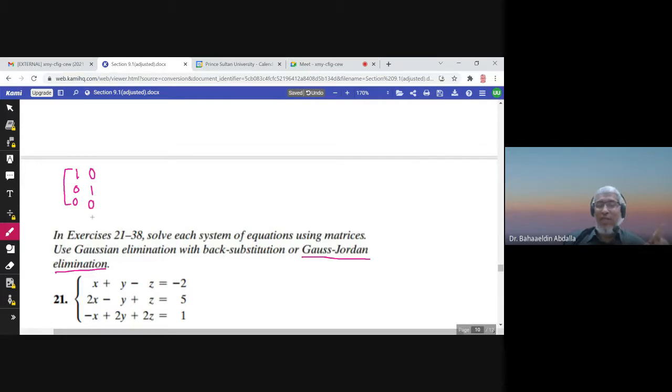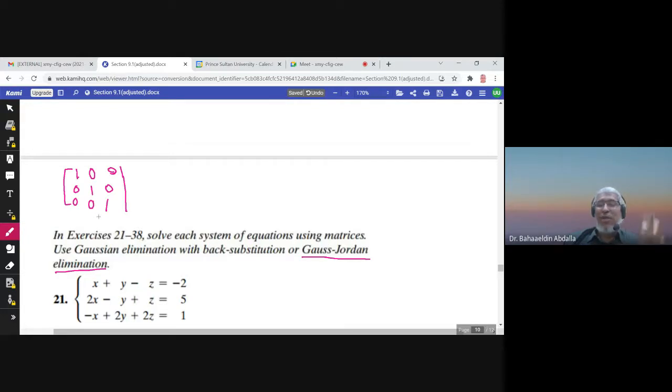And after we finish the second column, we go to the third column, make this number 1, and then use it to make these two numbers zeros. So in fact, in Gauss and Jordan, you change the matrix into the identity matrix like this, or we call it echelon form.